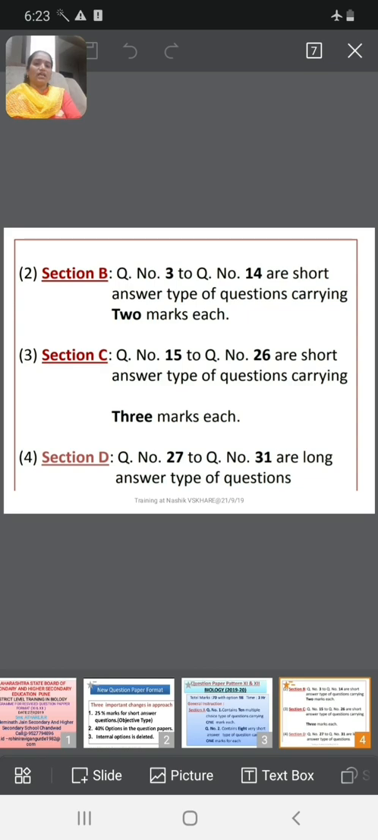Means section A consists of 1 mark questions, section B 2 marks questions, section C 3 marks questions, and section D is for long answer questions, which carry 5 marks.